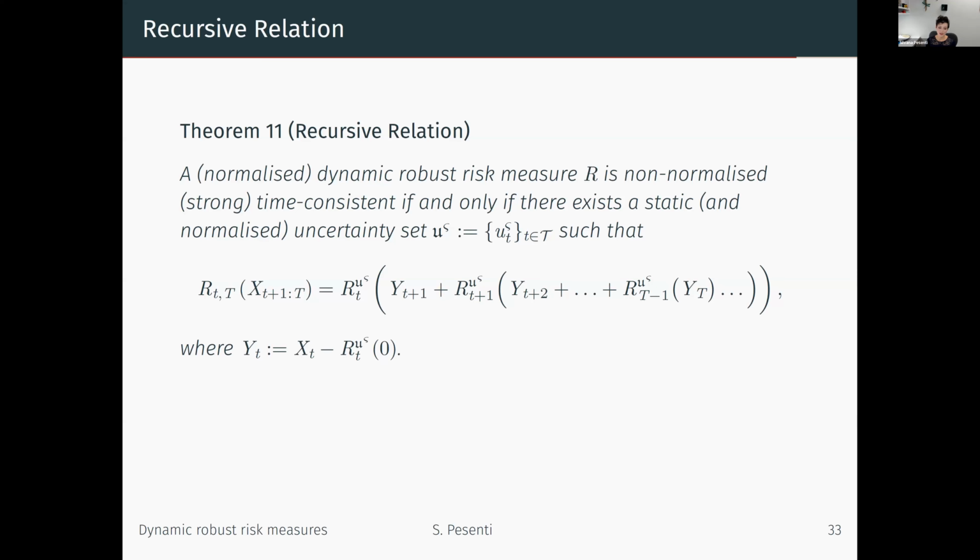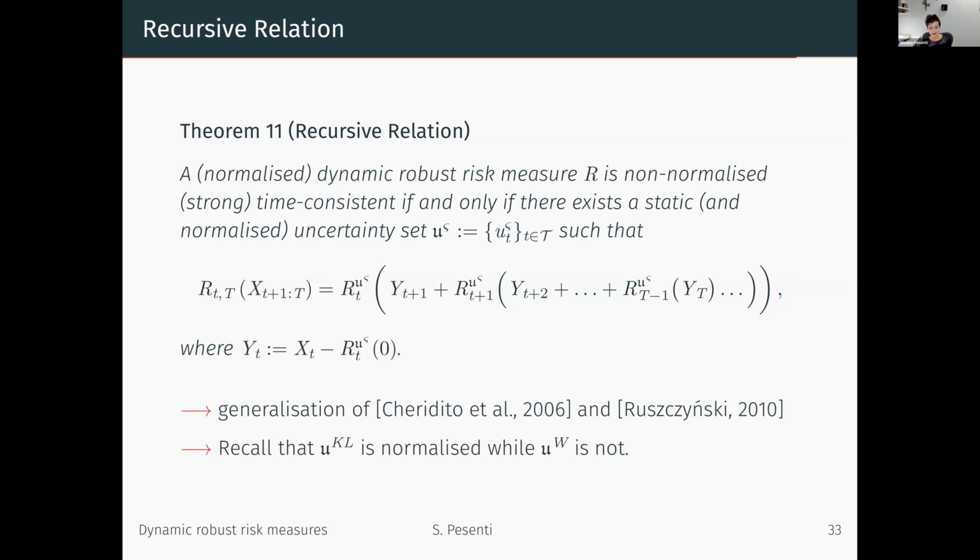So this means that any normalized robust risk measure that is strong time consistent can be written as a sequence or a recursion of robust risk measures that arise from static uncertainty sets. And so this is kind of a generalization of the work from Patrick Cheridito and Kupper, where they didn't incorporate the uncertainty and get similar if and only if statements for dynamic risk measures.